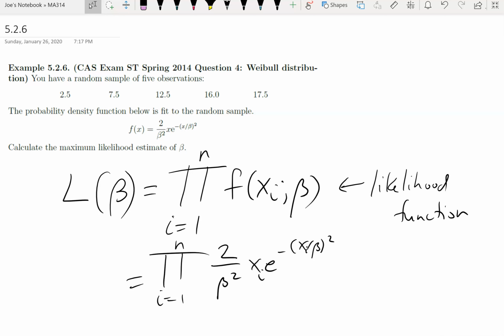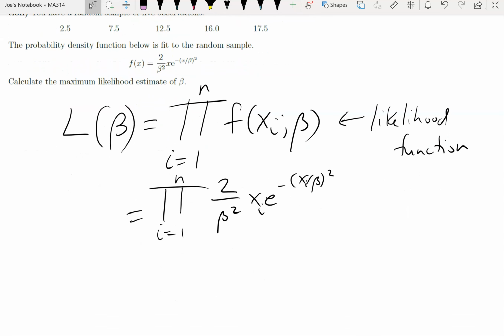Now again, we're trying to maximize this likelihood function in terms of beta. That would be a crappy thing to try to take a derivative of, right? It would be a nasty product rule to do. So that's why we do the log, to change that into a sum, right? When we hit the product with a log, it changes it into a sum.